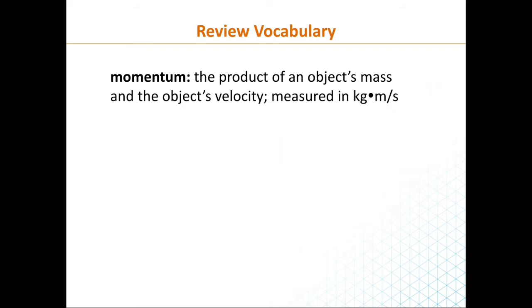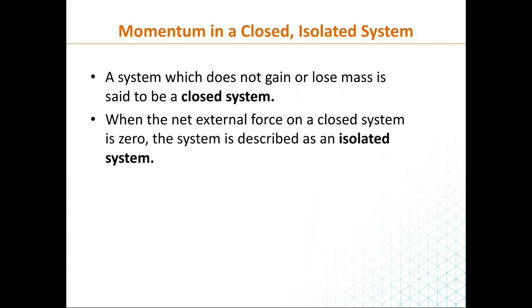We have a review here from the previous lesson. In the previous lesson, we had momentum, and we said that the definition of momentum is the product of an object's mass and the object's velocity, measured in kilogram meter over second. This is the definition for momentum, and we will use it in this lesson. Momentum in a closed isolated system.